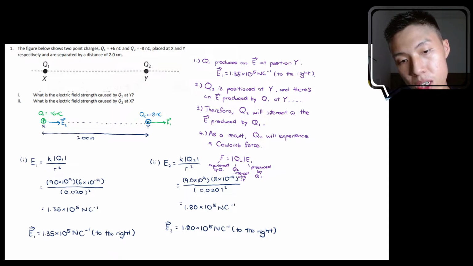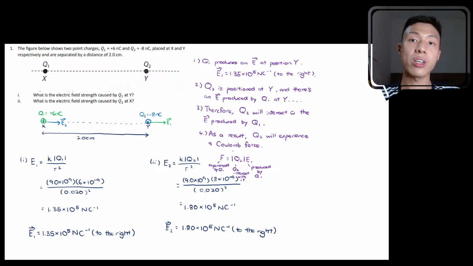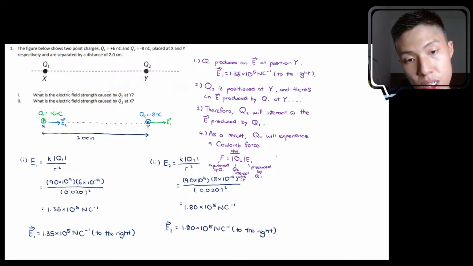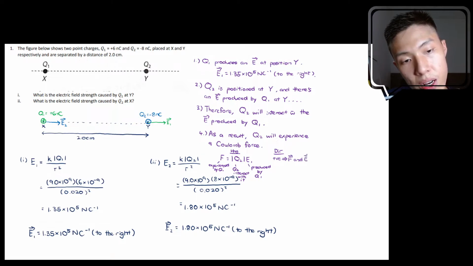Okay, I hope you are able to see which one is producing the electric field, and which one is interacting with the electric field, thus experiencing a Coulomb force. So this is how you determine the magnitude. You can do it yourself. If you want to determine the direction, look at the charge. If it's a positive charge, then the force and the electric field are in the same direction. If it's negative, then the force and the electric field are in opposite directions.